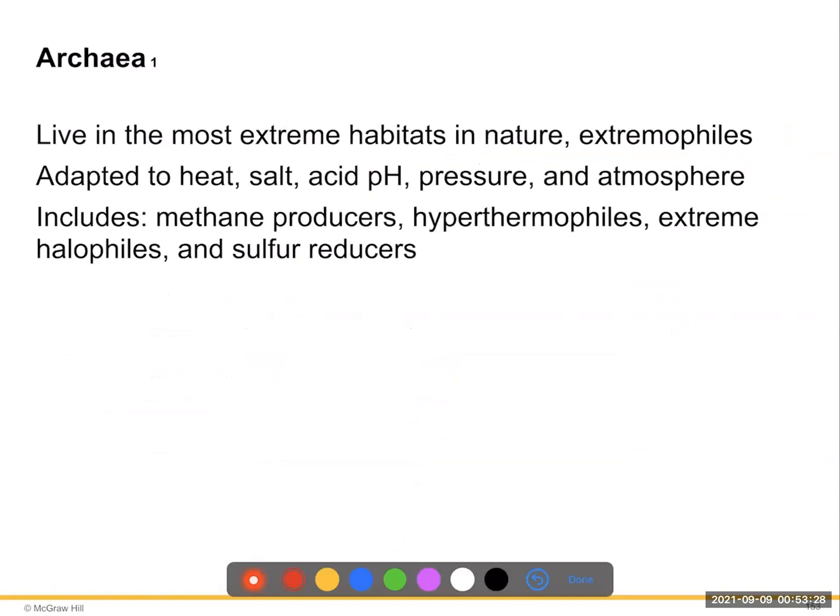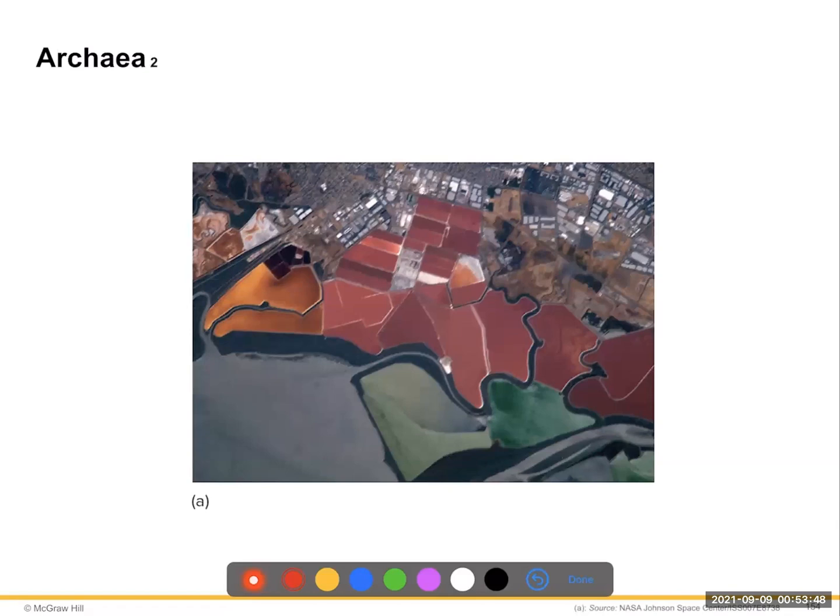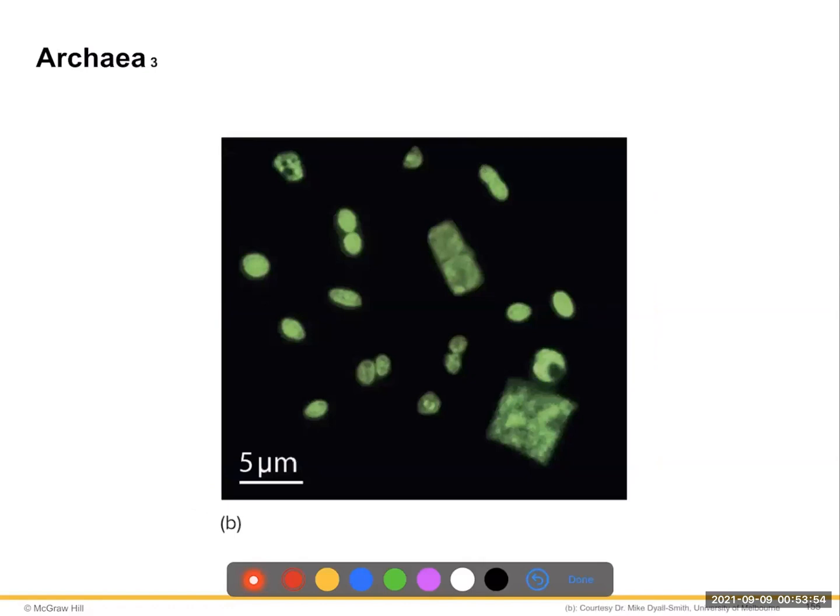Okay, archaea live in the most extreme habitats in nature, extremophiles. They're adapted to heat, salt, acid, pH, pressure, atmosphere. They include methane producers, hyperthermophiles, extreme halophiles, salt, and sulfur reducers. Okay. Archaea live in all different areas. This is all different lakes they can live in. This is archaea under fluorescence.